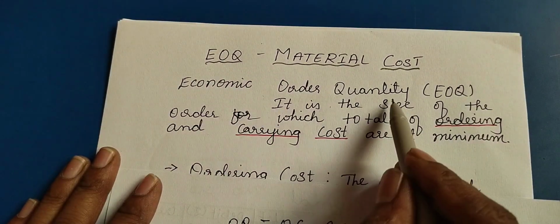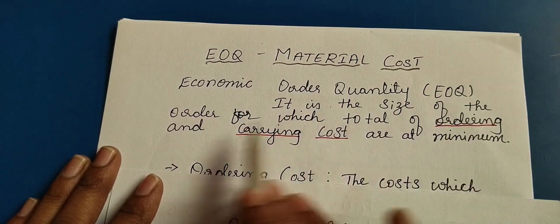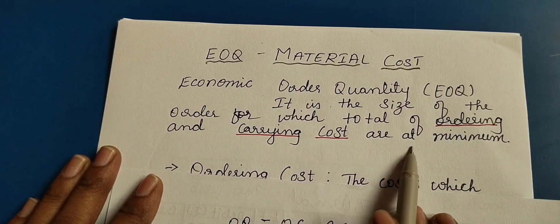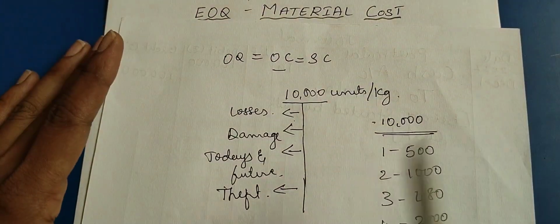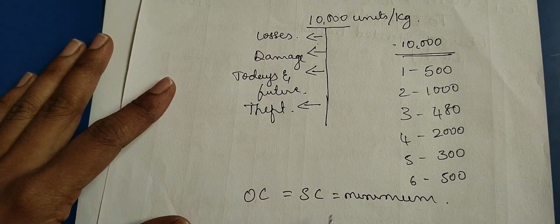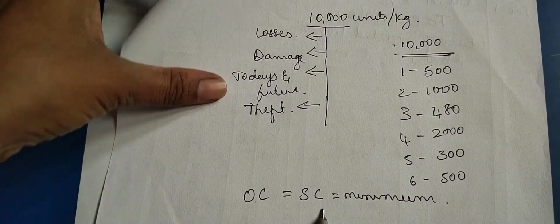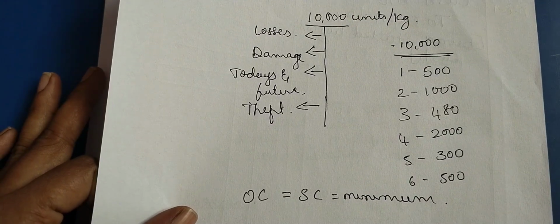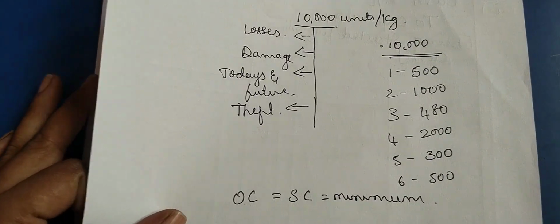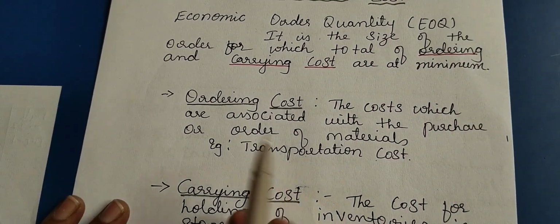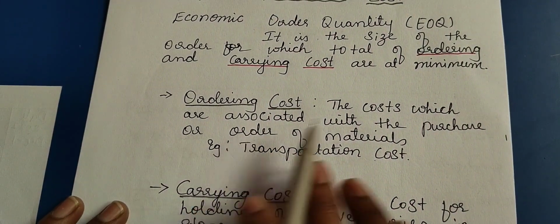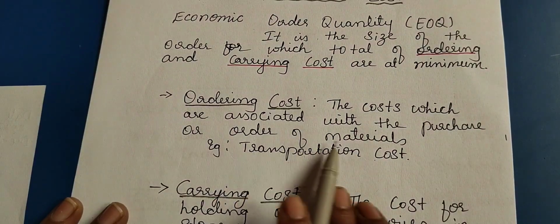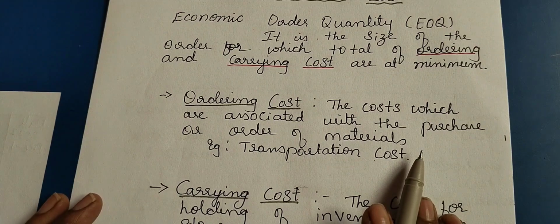Economic order quantity is the size of the order for which the total of ordering and carrying cost are at minimum. So total ordering cost and the storage cost, the carrying cost, is minimum. That is very important because you have money, you can't buy the quantity and store it in the storage room, right? Ordering, what is ordering cost? Ordering cost is the cost which is associated with the purchase or order of material.